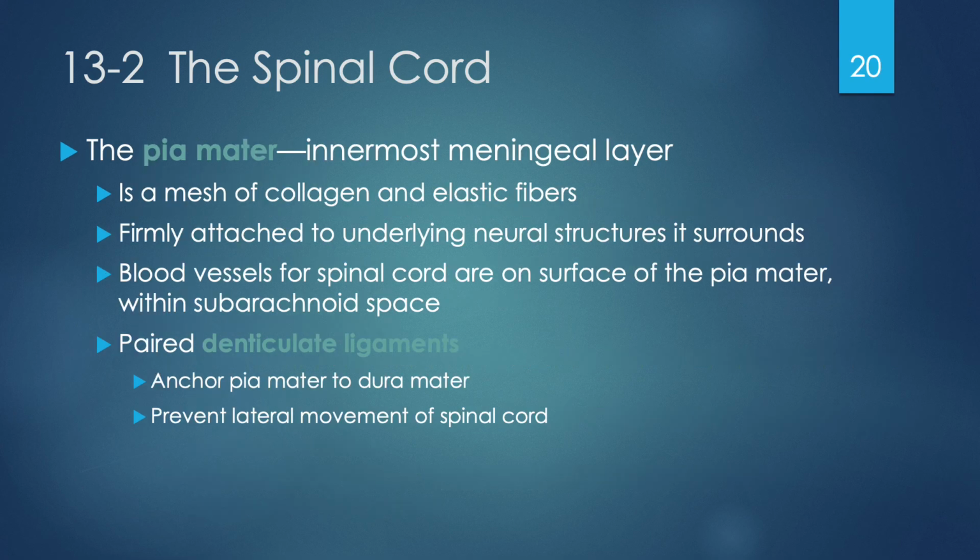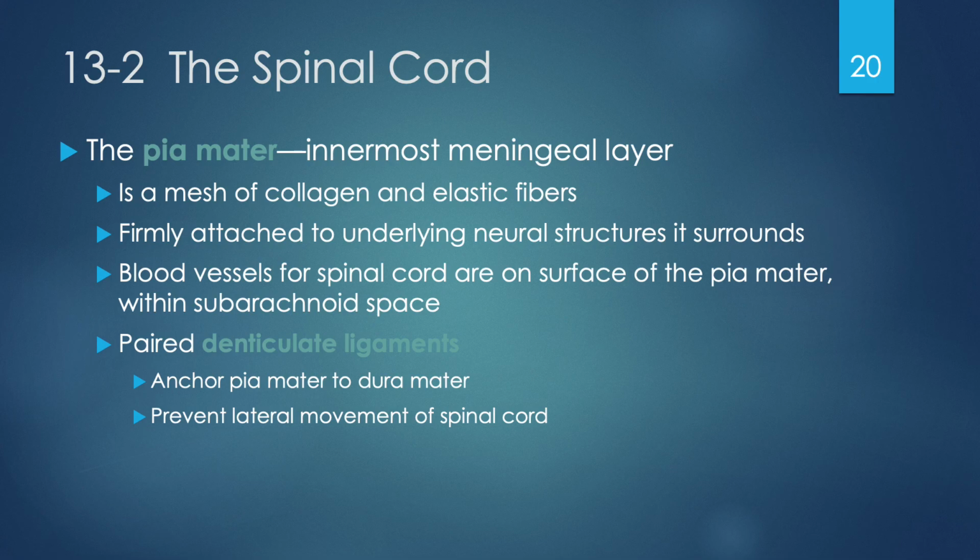The pia mater is the innermost meningeal layer, so it is very thin and very fine and right near the spinal cord itself. The pia mater is composed of a mesh of both collagen and elastic fibers, and it is there to attach the underlying neural structures that surround it. There are blood vessels for the spinal cord that are going to be on the surface of the pia mater, so you'll see this if you're ever looking at any great images of anatomy specimens. And this is within the subarachnoid space, meaning it's underneath the dura and underneath the arachnoid mater.